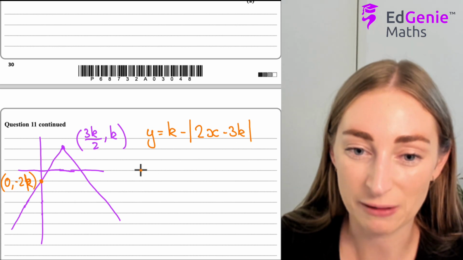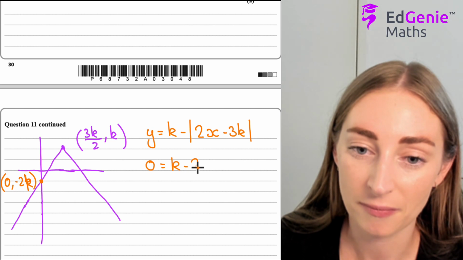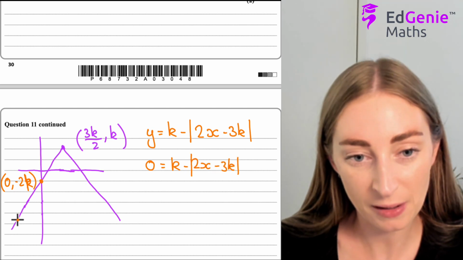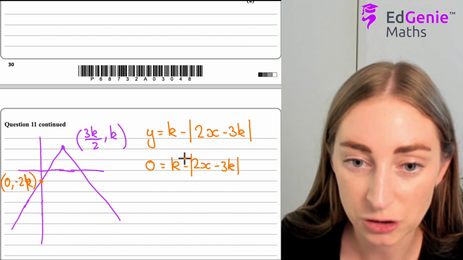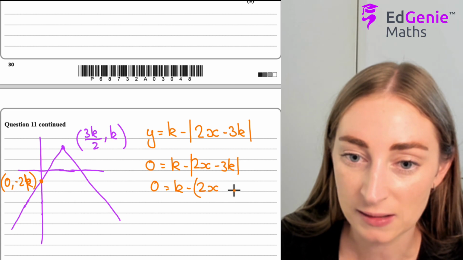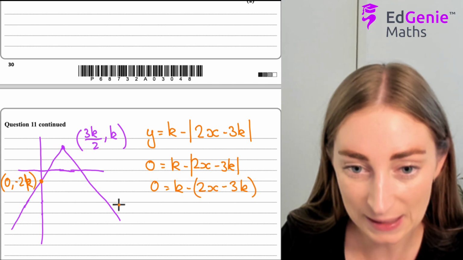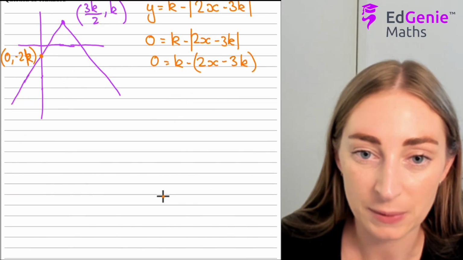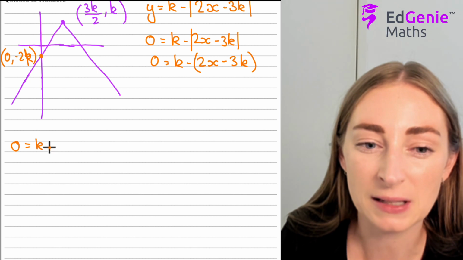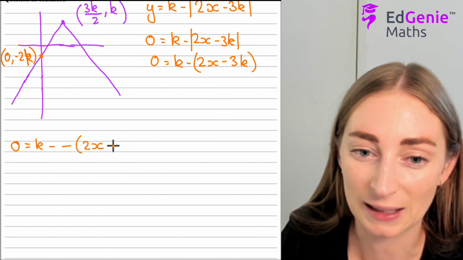So when y is 0, this part here is going to be when it's just 0 equals k minus this. And this part here, let me write it over here so we've got some space for working, is going to be when it's minus 2x minus 3k. That sounds a bit confusing.